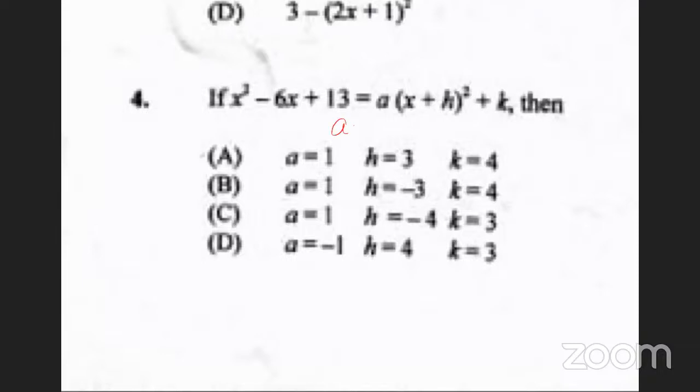So we know for sure A is 1, right? H is how much? H is B over 2A, minus 3. So the answer is B. Okay? The answer is B.